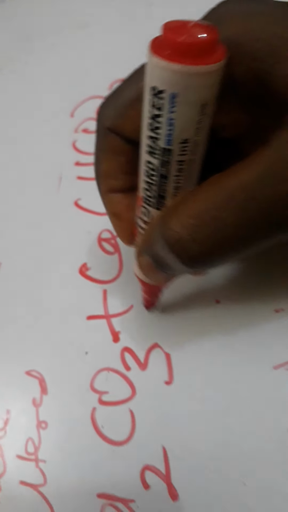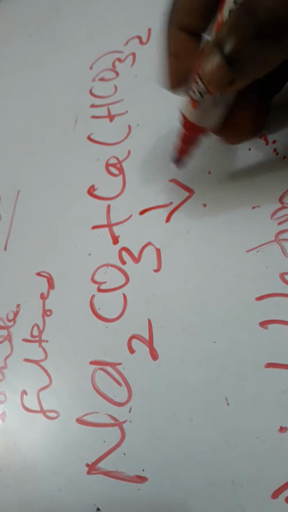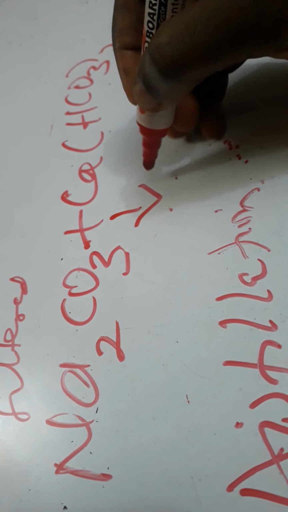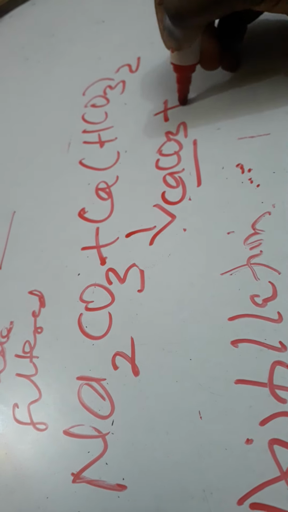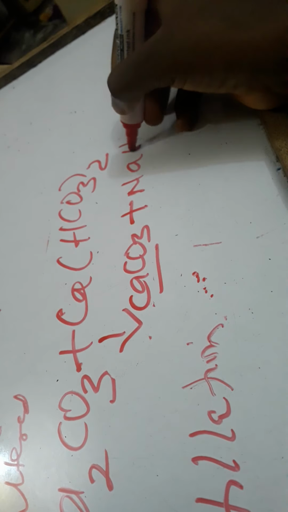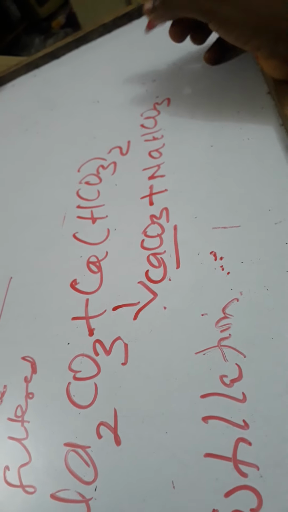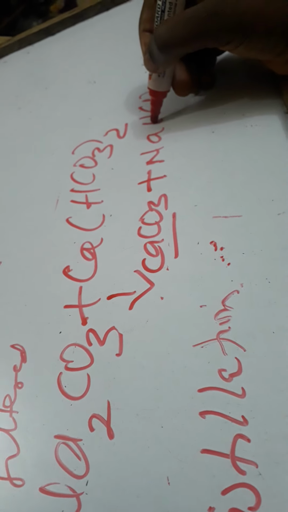Now, what happens here? What we get is this. We will end up getting calcium carbonate out, which is a white substance, and then sodium hydrogen carbonate. This is what we'll end up getting when we use washing soda. Now, that leads us to permanent hardness of water. I'm going to show this in another video.